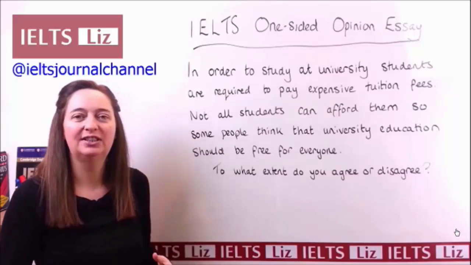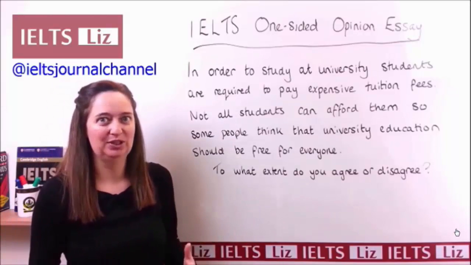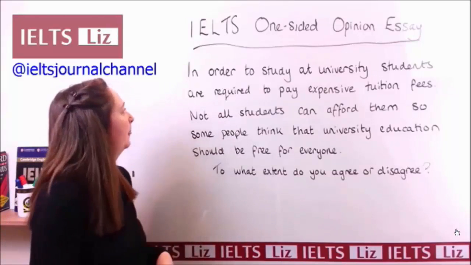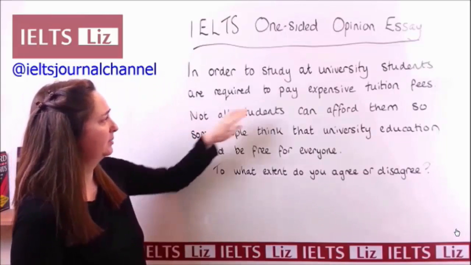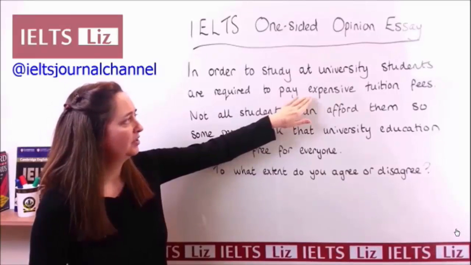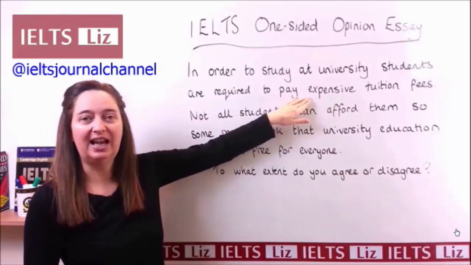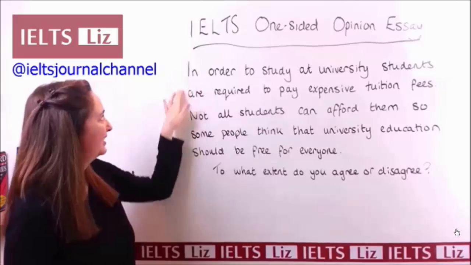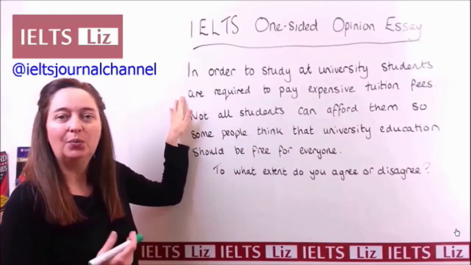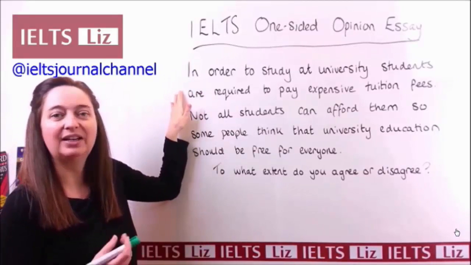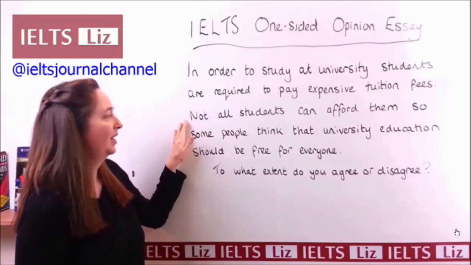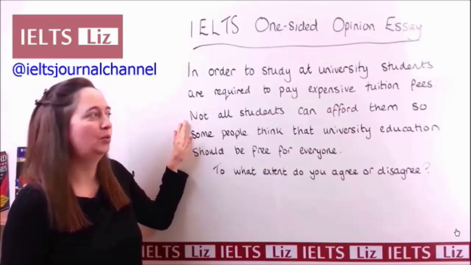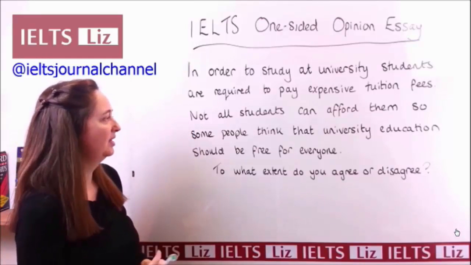Now let's have a look at the essay question more deeply before we answer it. So it says, in order to study at university, students are required to pay expensive tuition fees. So that means expensive fees to enter university. That is a situation. We don't need to give our opinion on that, that's fact. The next one, not all students can afford them. That again is a situation.